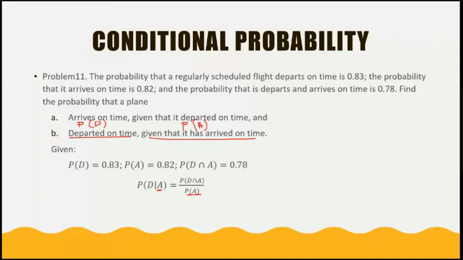Substituting the values into the right side of the equation, that will be 0.78 divided by 0.82, which is approximately equal to 0.952. So the probability that the plane departed on time, given that it has arrived on time, is 0.9512.